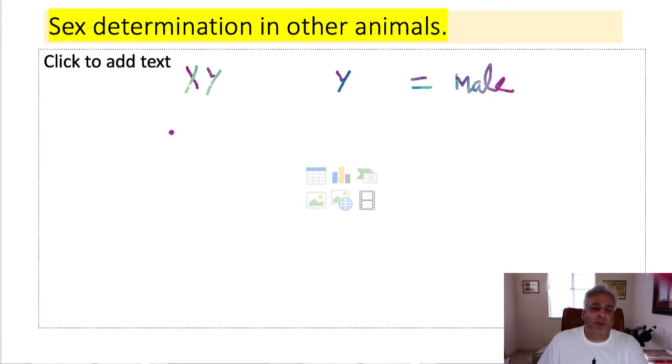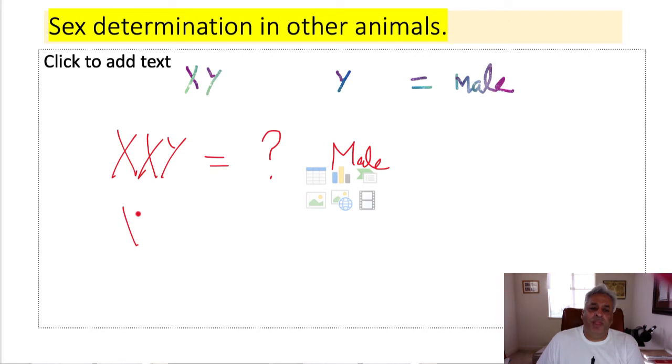So let me give you a quick good example before I erase it. Let me change the pen. Suppose you were this, XXY. What particular sex would you be? Remember, the rule is simple. Do you have a Y inside your cells? And if you do, you'll be male-like, right? So this will be a male.